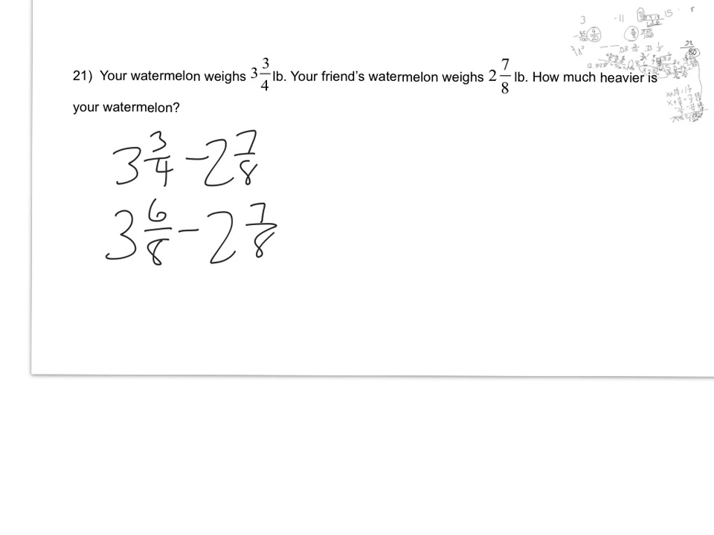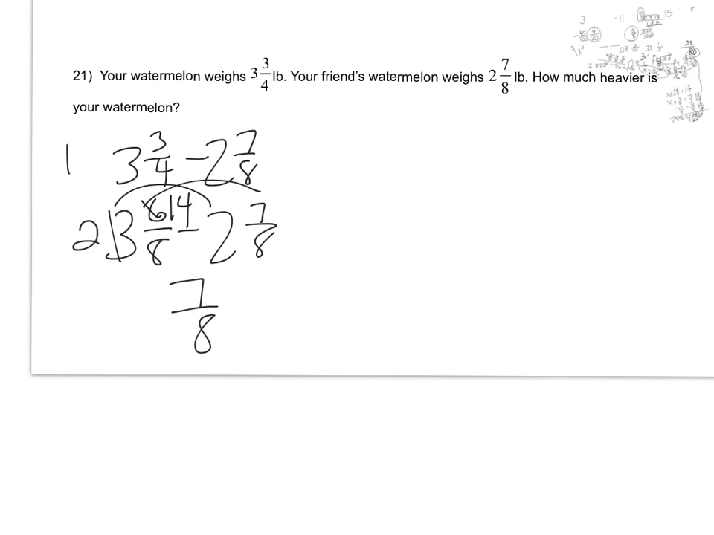I see lots of students taking 3 minus 2 and then 7 minus 6 and getting 1 1/8, which is not correct. When you subtract fractions, you do have to borrow from the whole number if the fraction's not big enough there. So I'll borrow and make that 2. And when I borrow, I'm going to borrow 8/8, which makes this 14/8. And 14/8 minus 7/8 is 7/8.